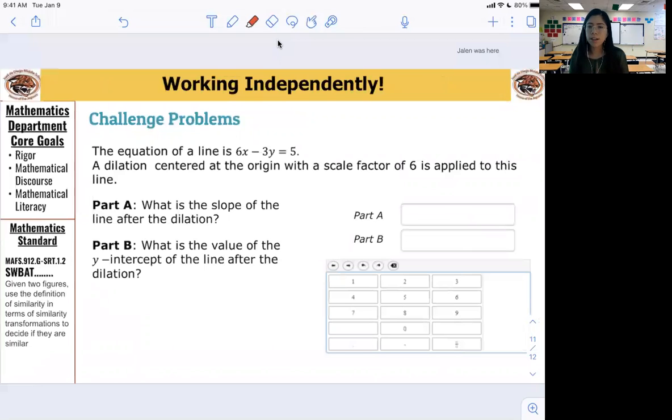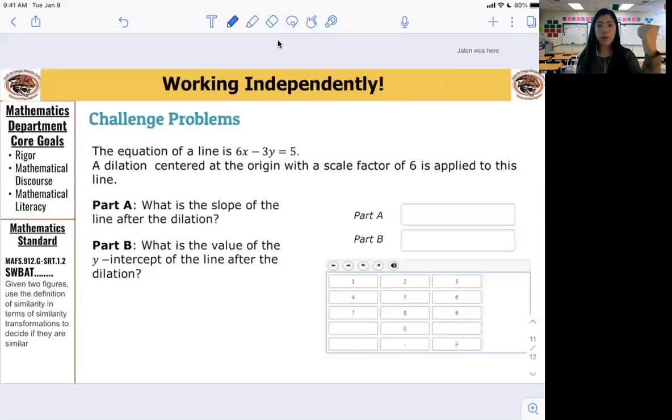Let's see. Perla, can you read this one, please? Okay. The equation of a line is 6x minus 3y equals 5. A dilation at the origin with a scale factor of 6 is applied to this line. Part A, what is the slope of the line after the dilation? Part B, what is the value of the y-intercept of the line after the dilation? Okay, so this one's a little challenging. It's kind of bringing in a lot of algebra skills. So let's go ahead and talk about it.